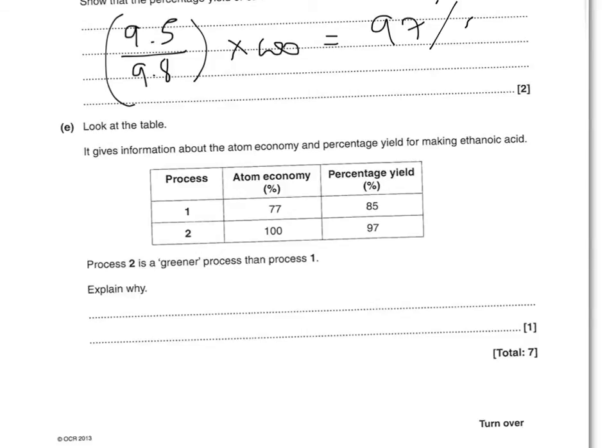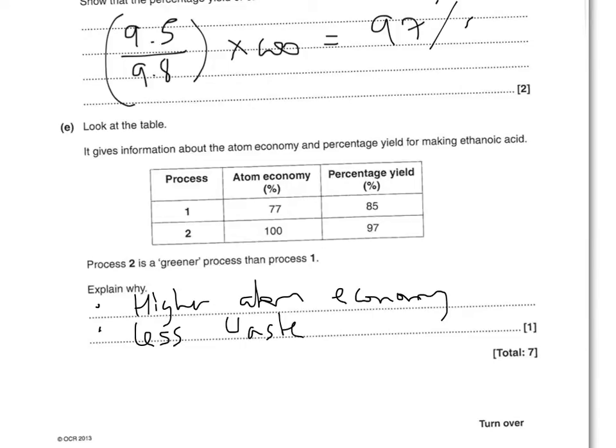Next question, look at the table. It gives information about the atom economy and percentage yield for making ethanoic acid for the 2 processes, and it says that process 2 is a greener process. Explain why. So the higher the atom economy, the greener the process. So that's your first mark. It's got a higher atom economy. And what that basically means is that less of the substance is wasted. So less waste is made. Now, if there was a 2-mark question, that'll get you 2 marks, but actually you only need 1 of those to get that 1 mark.